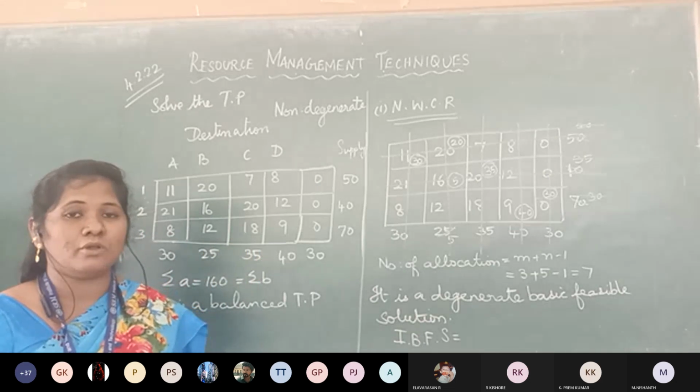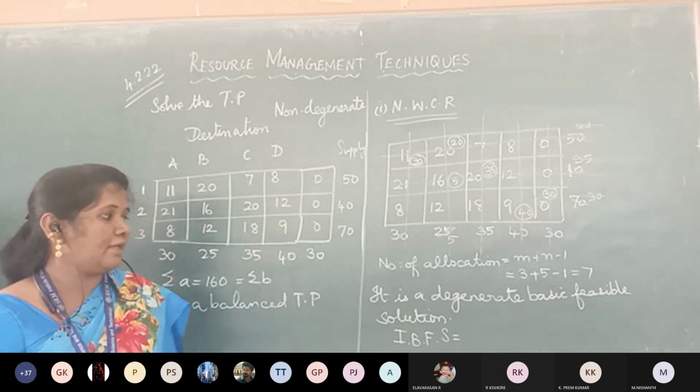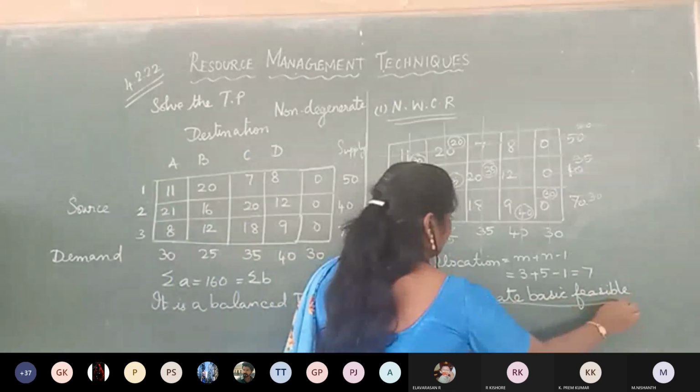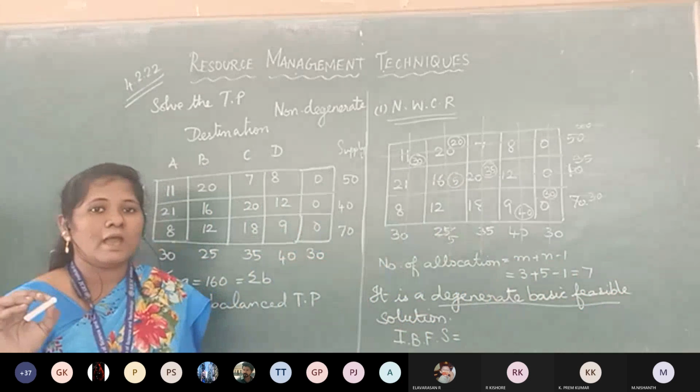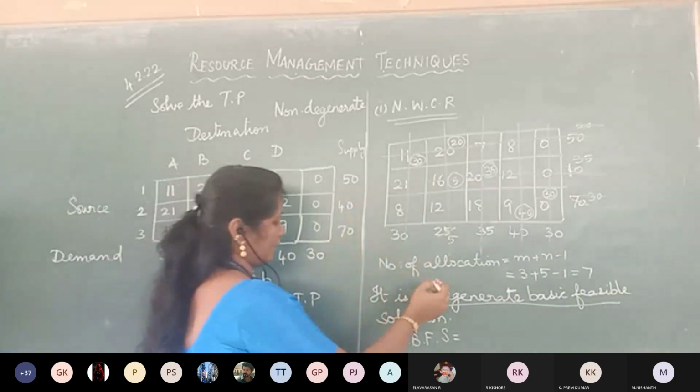If it is less than the number of allocations in that formula, m plus n minus 1, then it is a degenerate basic feasible solution. After that, as usual, you will do the same. You will multiply and get your value.